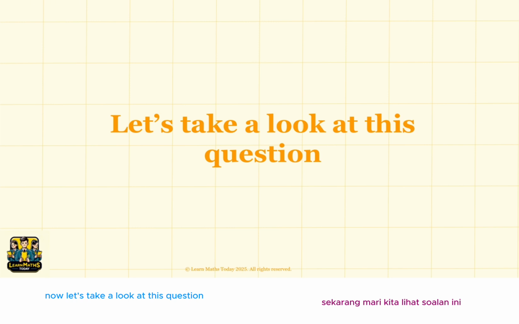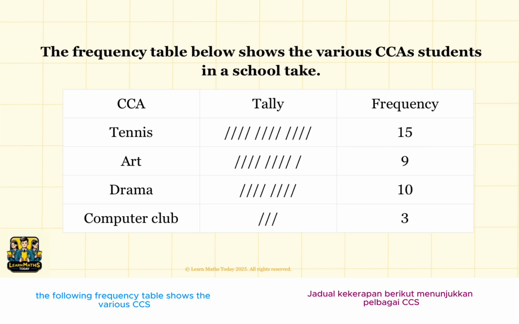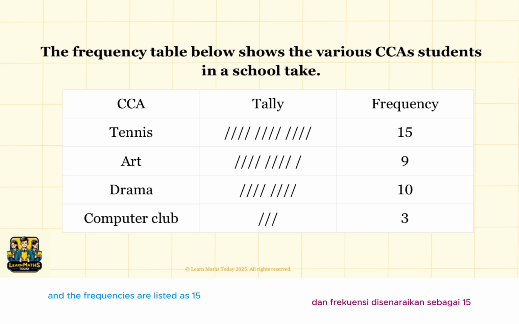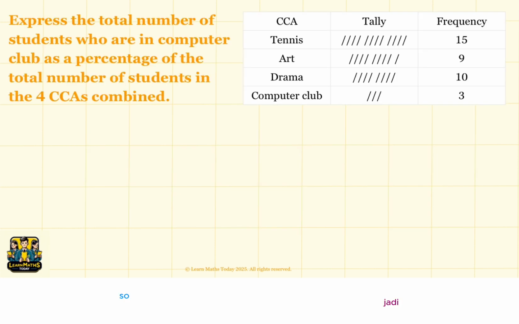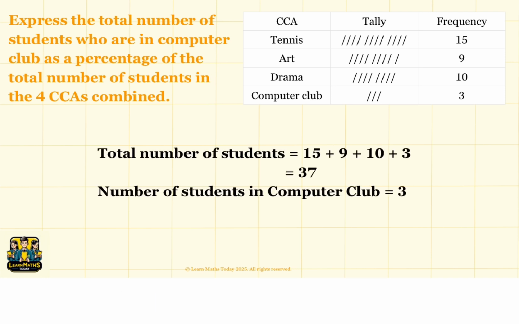Now, let's take a look at this question to deepen our understanding of the frequency table. The following frequency table shows the various CCAs students in a school take. So the CCAs are tennis, art, drama, and computer club, and their frequencies are listed as 15, 9, 10, and 3. So let's attempt to express the total number of students who are in computer club as a percentage of the total number of students in the 4 CCAs combined. We will go through this question together.